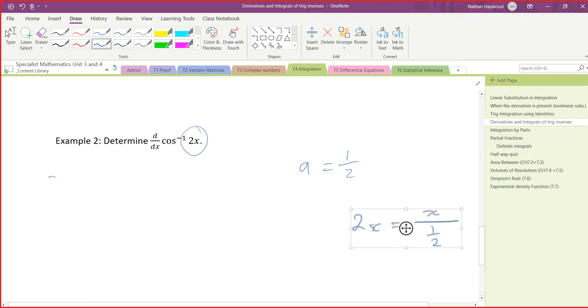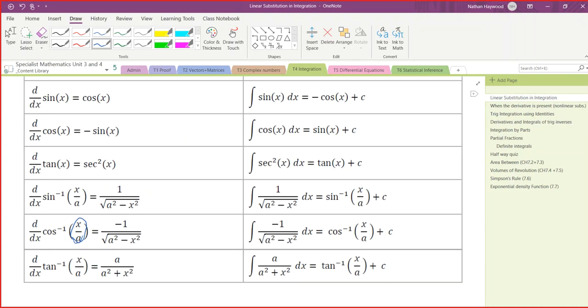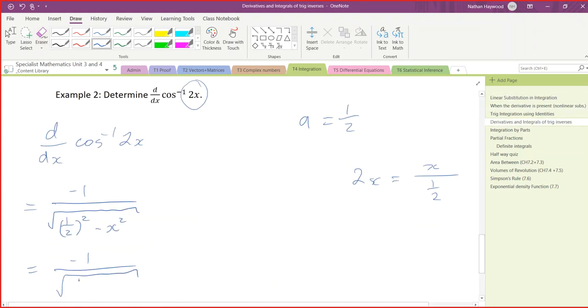So we just use the rule, sorry. Remember I said it's a -1 on the top for cos, or arccos I should say. We then have a squared minus x squared. So let's see if I got it right. A squared minus x squared, okay? A quarter minus x squared. Do you think I'm finished yet?